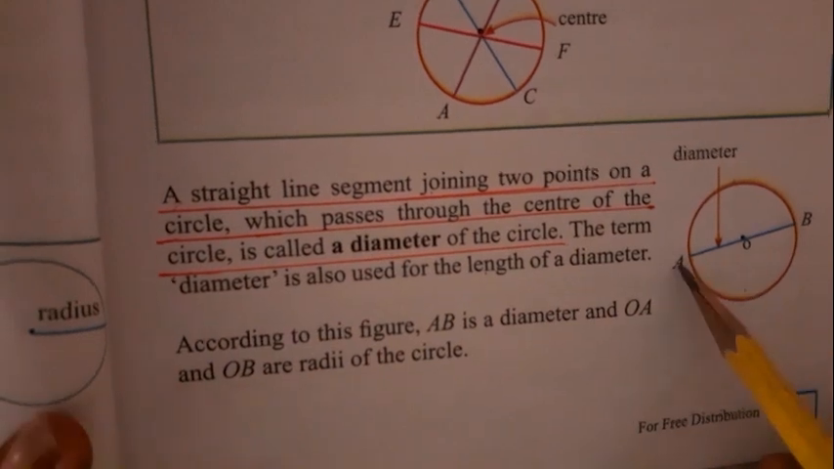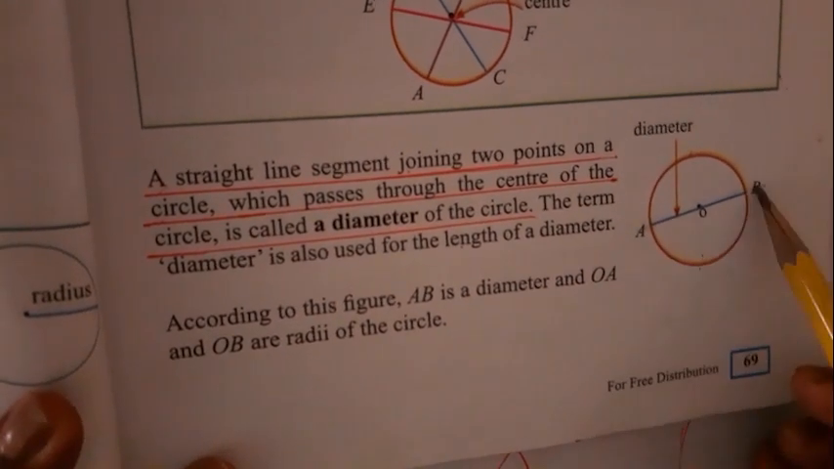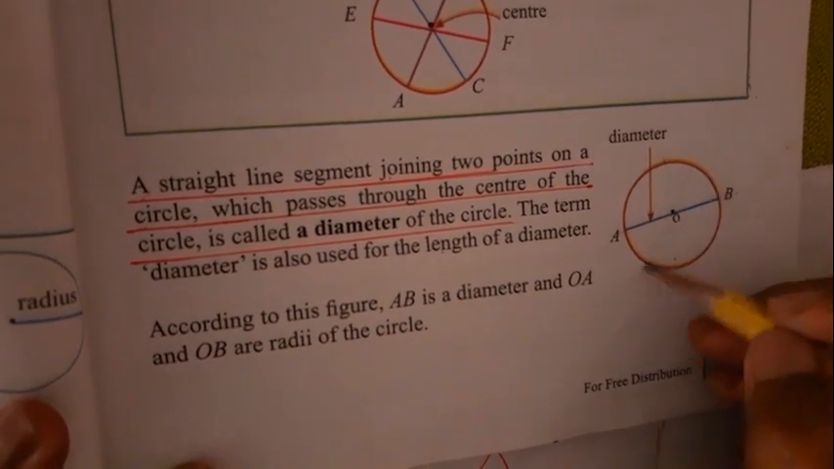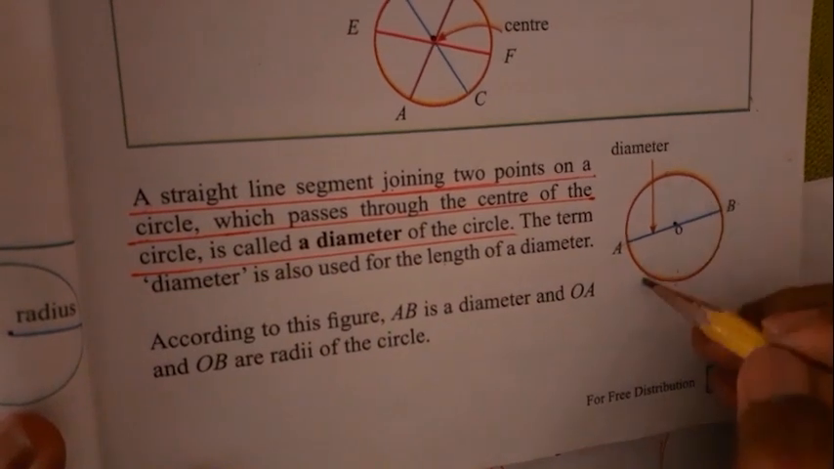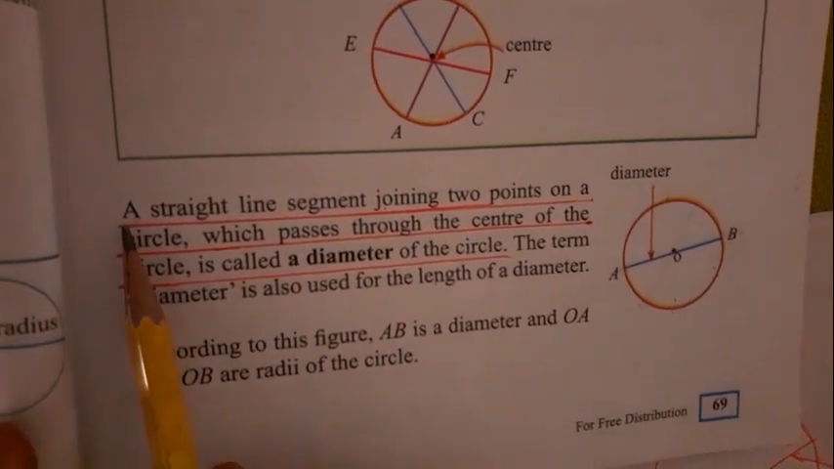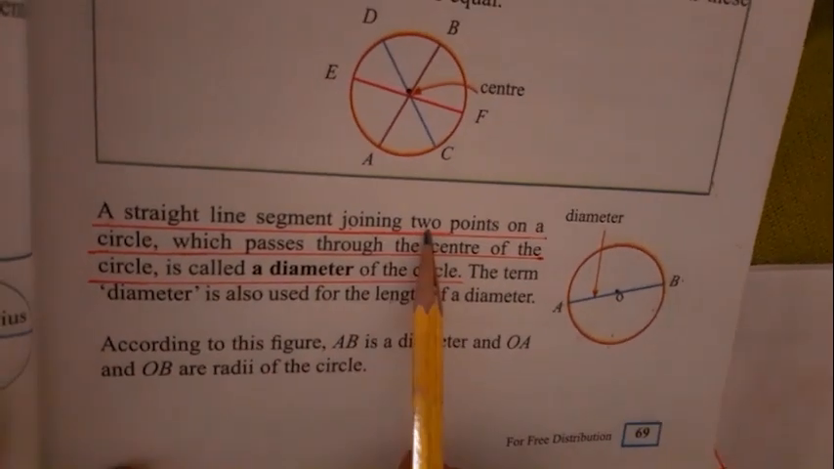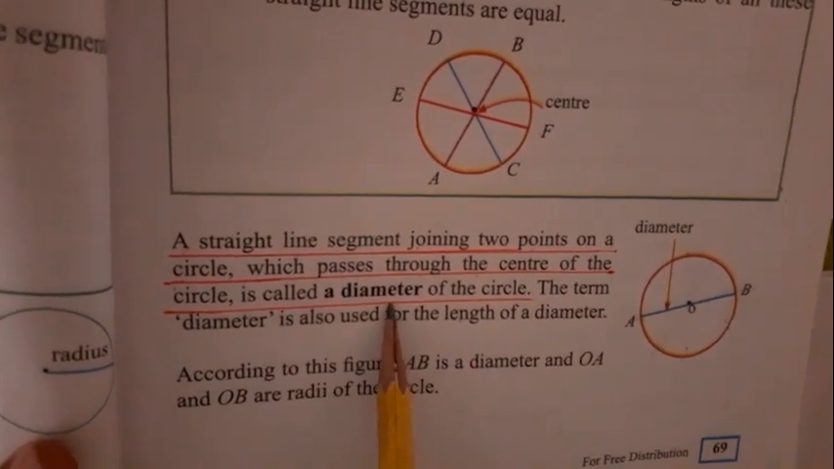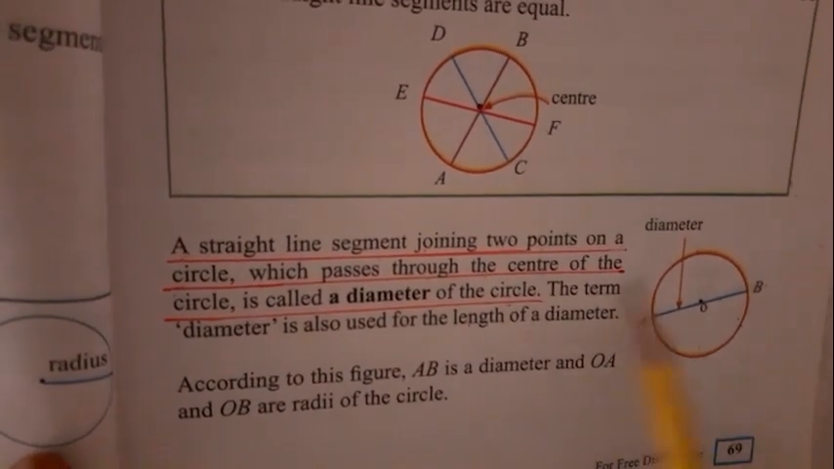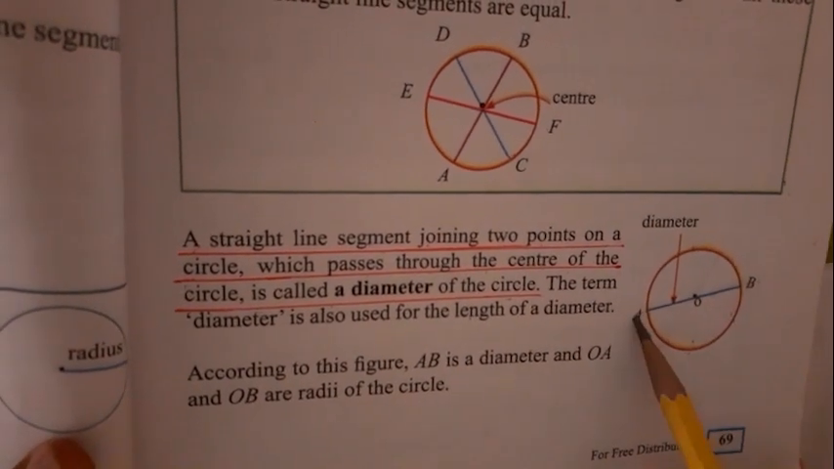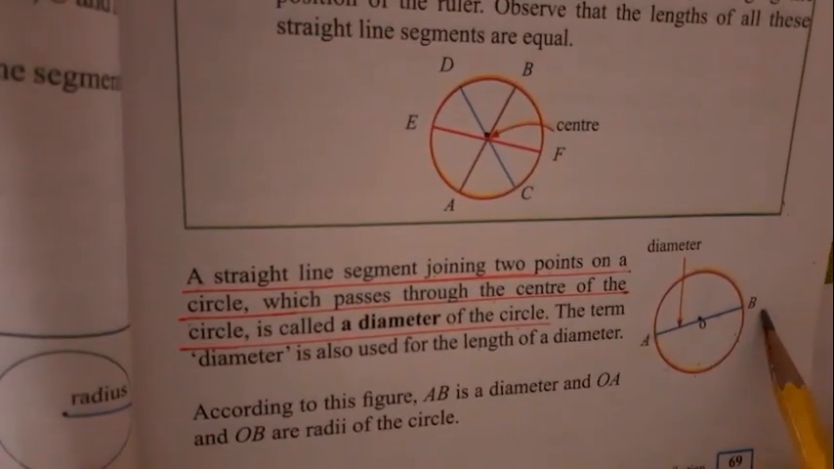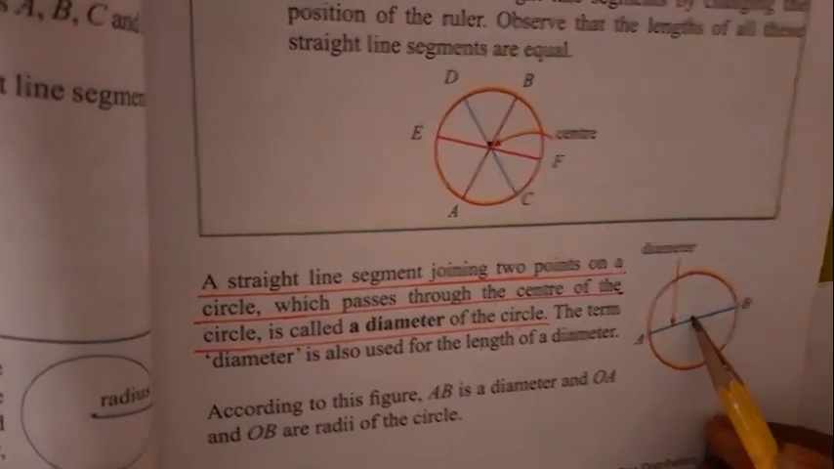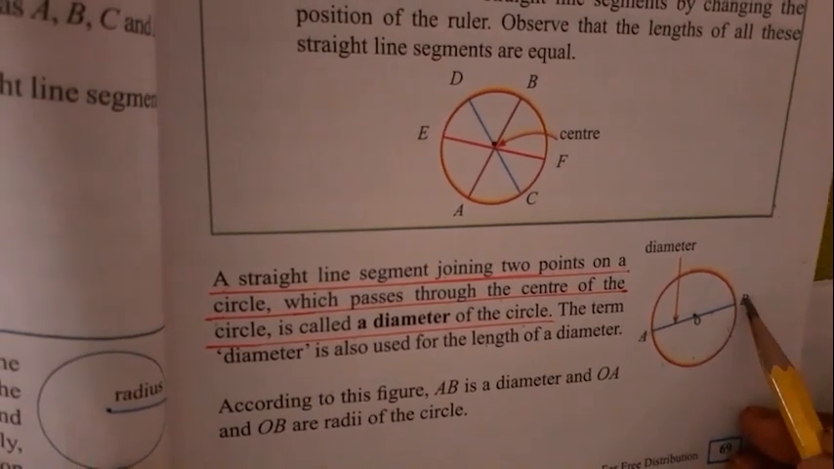Now you can see AB is the diameter of the circle. Any straight line that passes through the center is called a diameter. Underline this: a straight line segment joining 2 points on the circle which passes through the center of the circle is called a diameter of the circle. Then OB is the diameter of the circle. OA is the radius. OB is the radius.